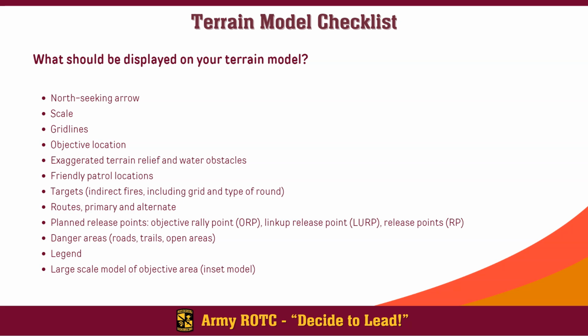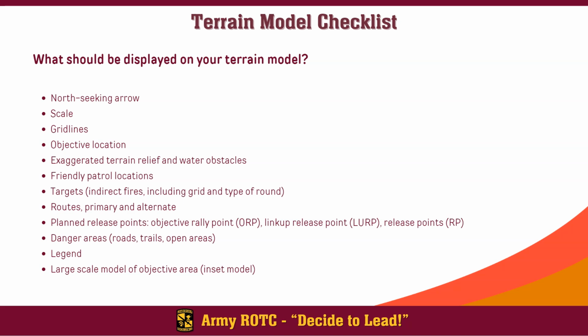You should have your friendly patrol location. So you should have your friendly forces on there, and then you should move them through as you're going through the execution paragraph of your op order, of course. Any kind of targets that are on there, especially your target reference points, right?